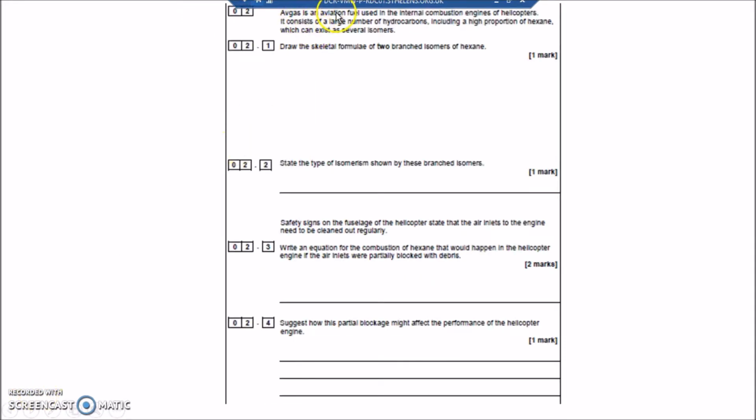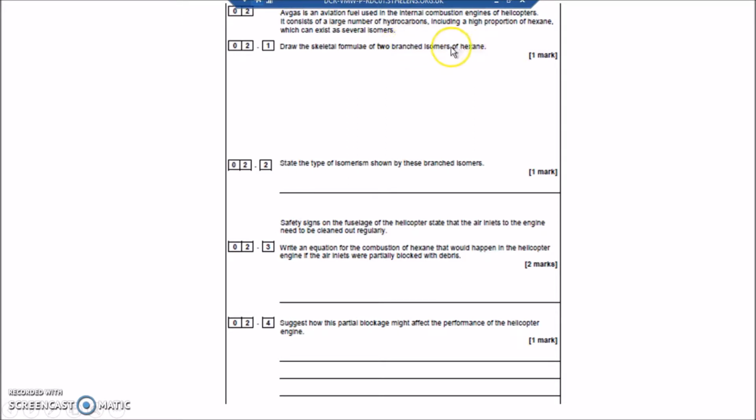It tells you a little bit about avgas. It tells you it consists of hydrocarbons, so hydrocarbons contain hydrogen and carbon only, no other elements, including a high proportion of hexane, which can exist as several isomers. Okay, draw the skeletal formula. So remember, a skeletal formula is just a series of lines, and at each corner or at each end there's a carbon. You don't draw the hydrogens on there, and you do it in a zigzag pattern. Draw the skeletal formula of 2 branched isomers of hexane. The important word is branched.